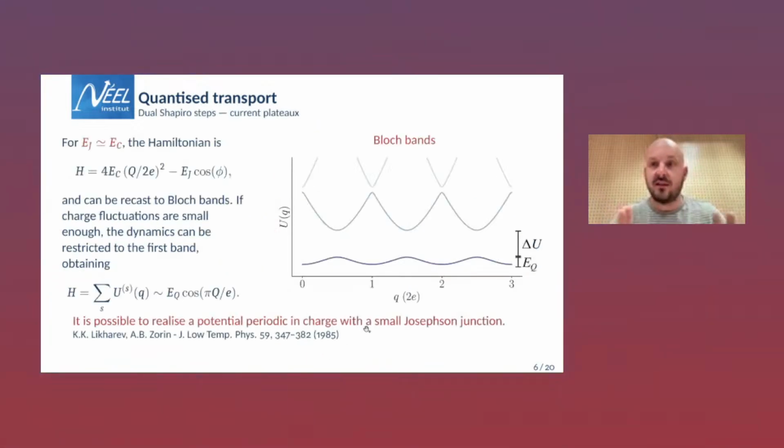So as I said, this is not our idea by no means. It is definitely the work of Likharev and Zorin, something like 40 years ago. Their bright idea suggested that it should be possible to engineer a Josephson system to really get the dual of the Shapiro step. So now let me walk you through this idea. If you have a small EJ over EC ratio, or EJ on the order of EC, you can show that this Josephson Hamiltonian can be easily recast to a Bloch band.